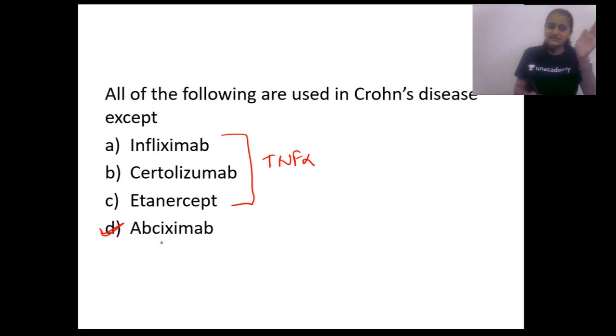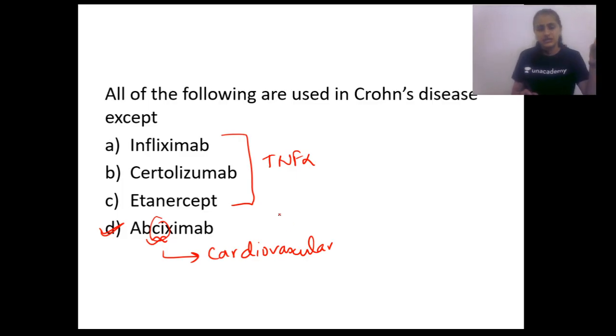Why? Because when you have CI in the term of the monoclonal antibody, CI tells you that it is used for the cardiovascular system. That is, it is used in patients of angina or post intervention to prevent ischemia. So it is a cardiovascular drug. Crohn's is not a cardiovascular disease, so you will not use abciximab for Crohn's. So you should remember these terminologies again.